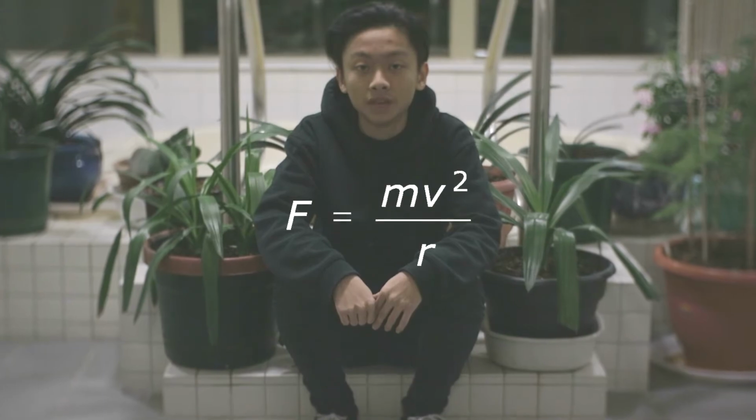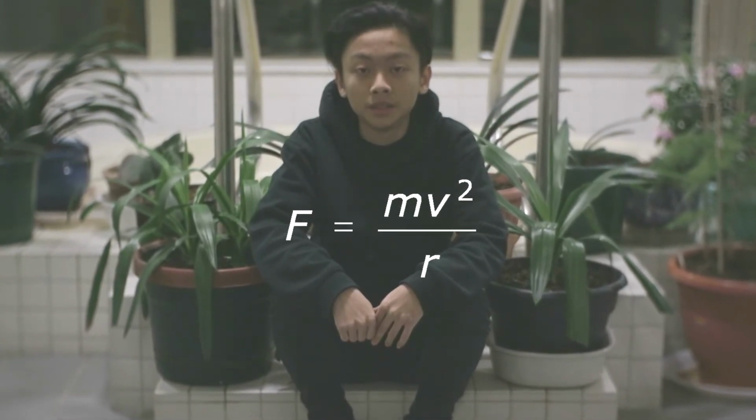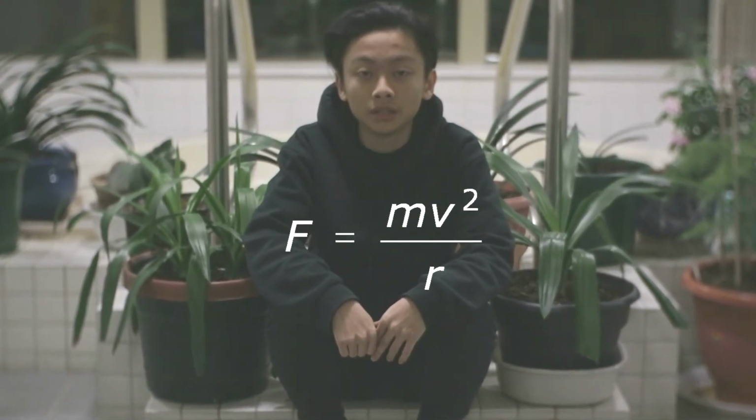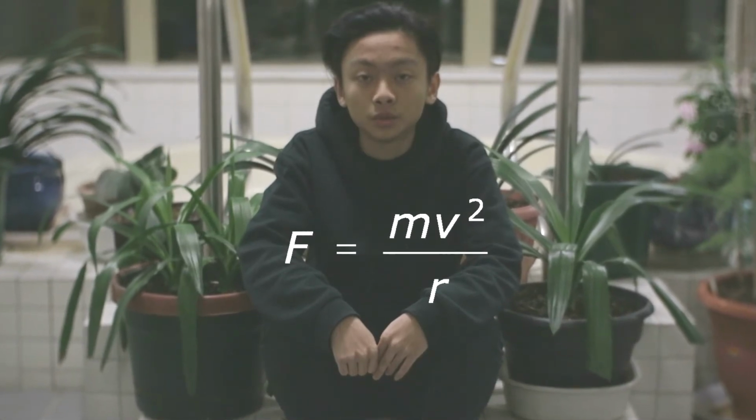From the two equations earlier, we can rewrite the formula for centripetal force as F equals mv squared divided by r. From this, we can see that as the speed of the object increases, the centripetal force also increases.